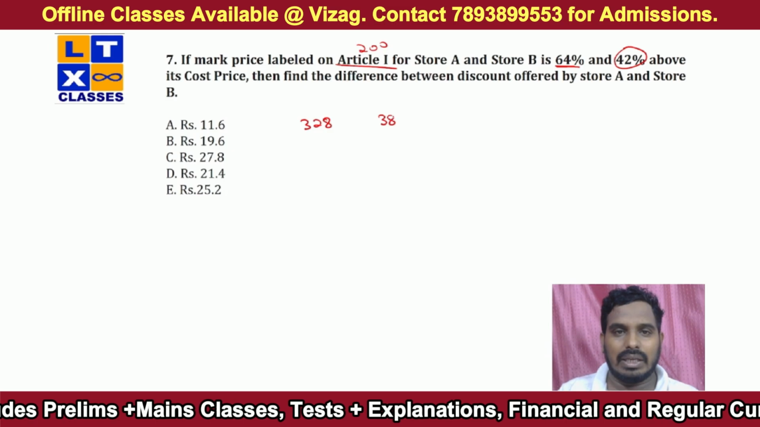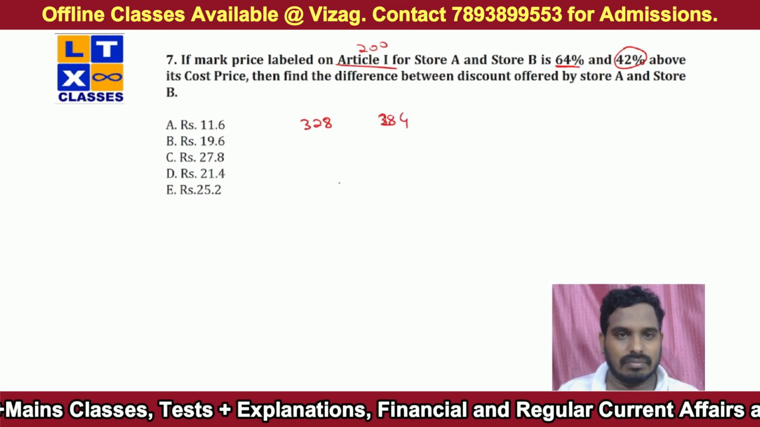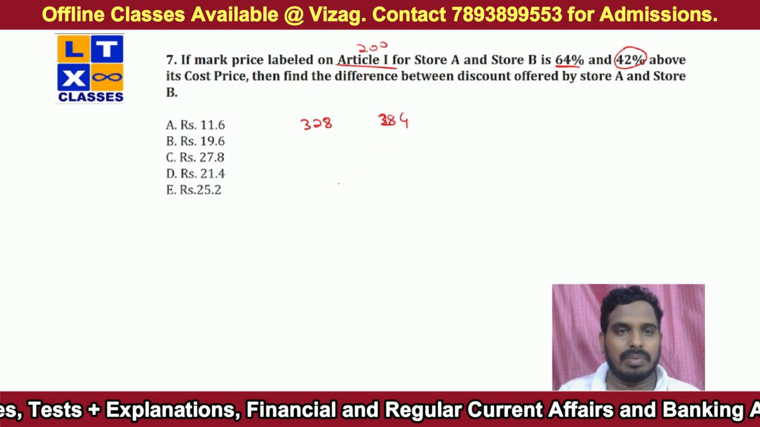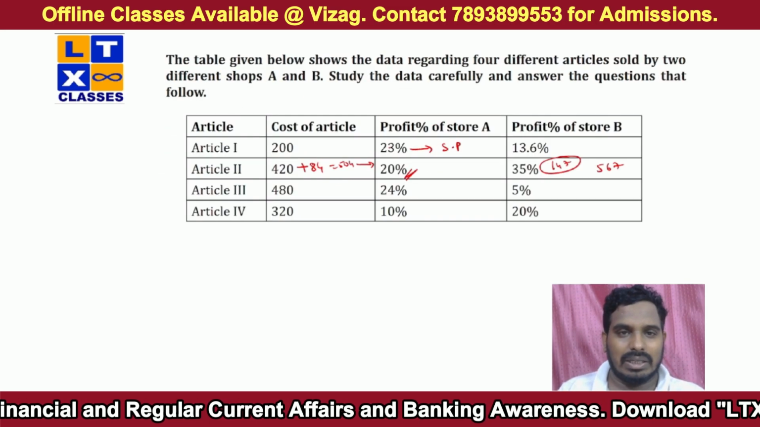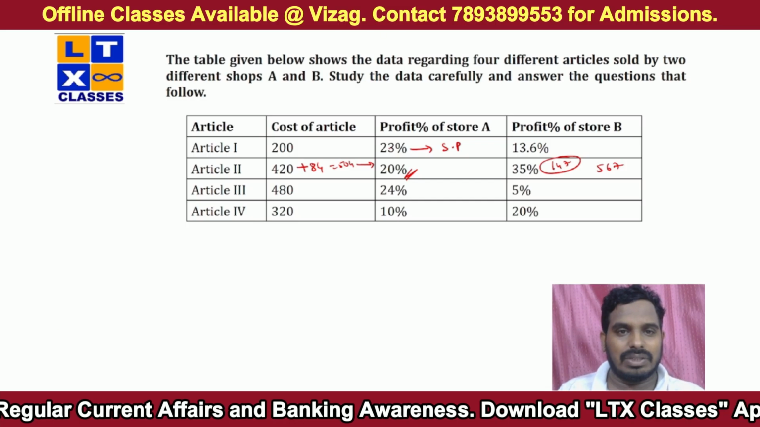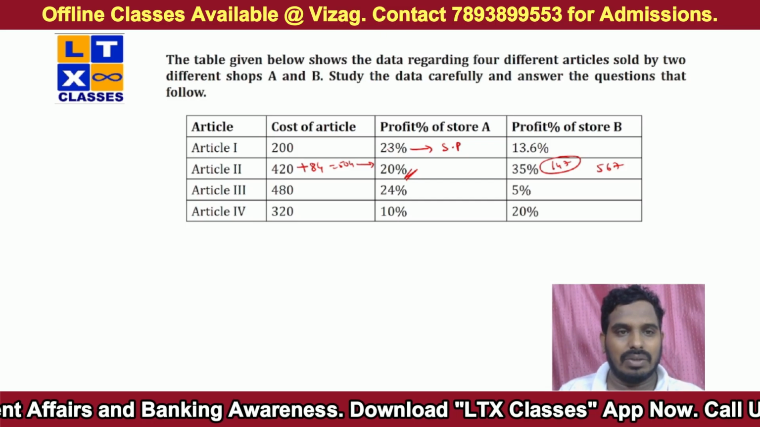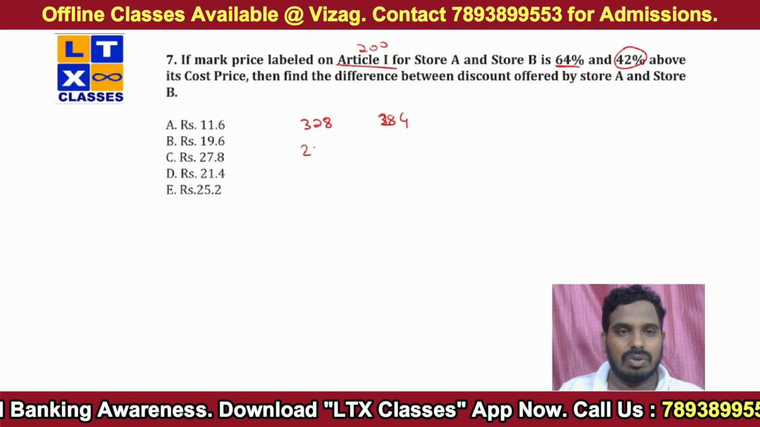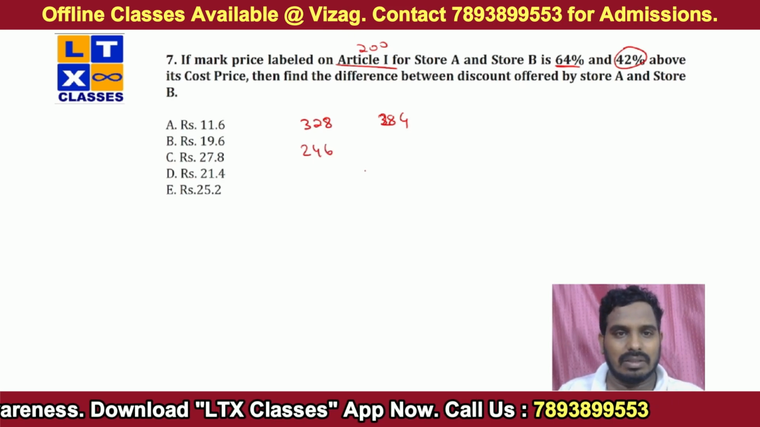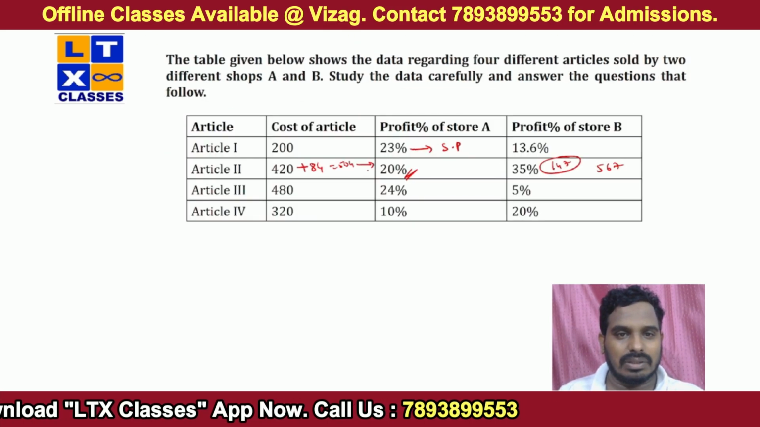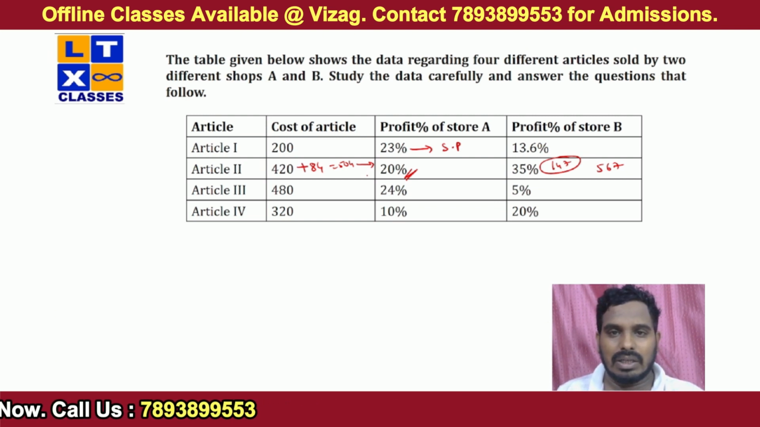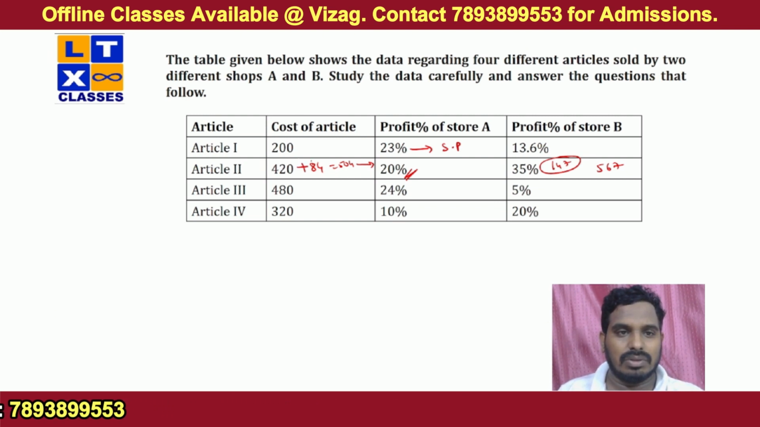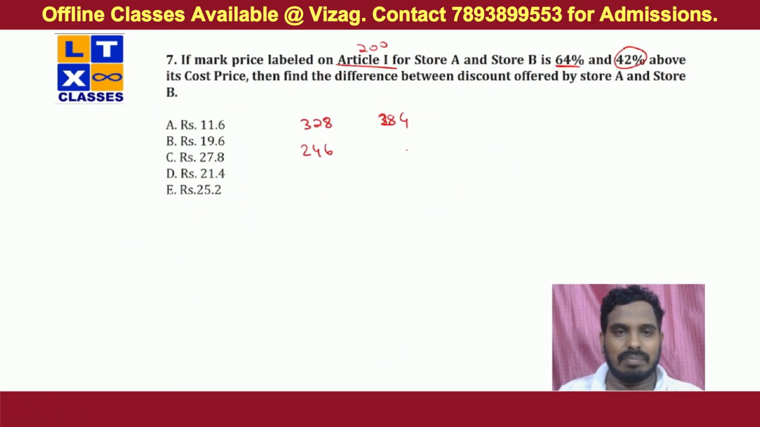So 284. Okay. Now, what about the selling prices? Article 1 for store A, 23%, 2 times 23 is 46. So this would be 246. And what about 284? 10% is 28.4, 13.6 is 27.2... so 227.2.